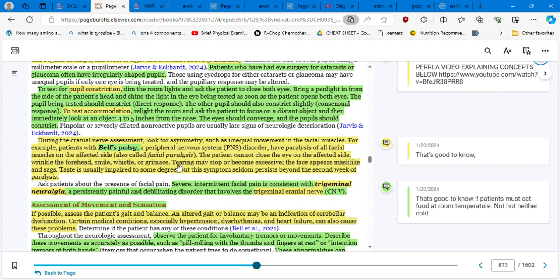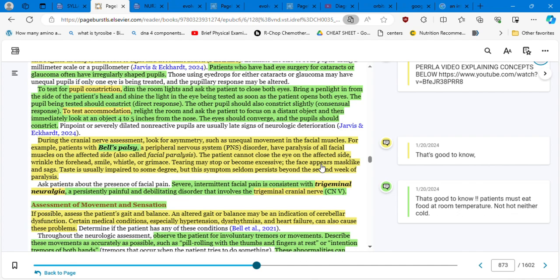During the cranial nerve assessment, look for asymmetry, such as unequal movement in the facial muscles, for example, as I mentioned, Bell's palsy, a peripheral nervous system disorder, which is caused by a virus. Okay, we're going to get deep into that later. And they have paralysis of all facial muscles on the affected side, also called facial paralysis. The patient cannot close the eye on the affected side, wrinkle the forehead, smile, whistle, or grimace. Tearing may stop or become excessive.